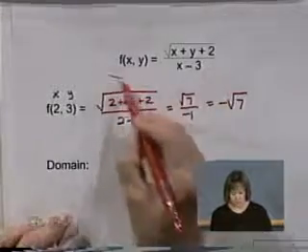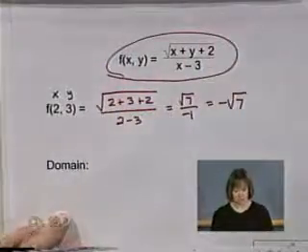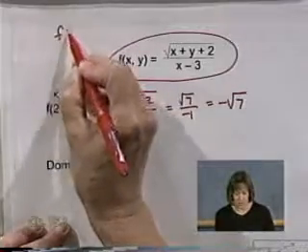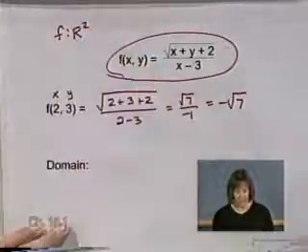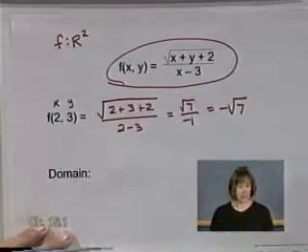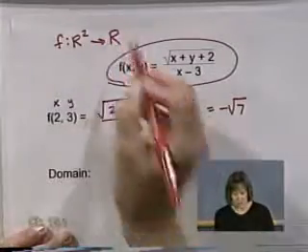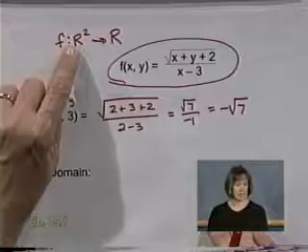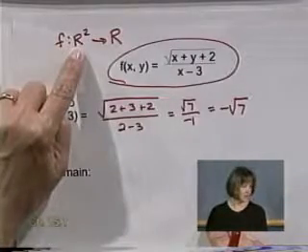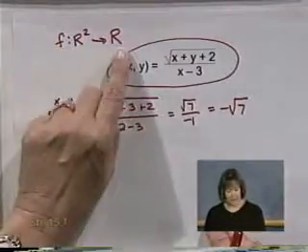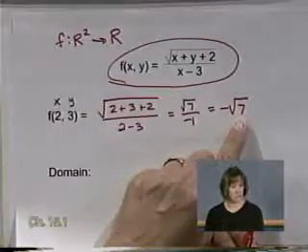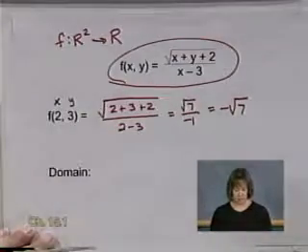Now, if you notice what this function is doing, it's taking a point in R2 space and mapping it to a real number. So you're taking a two-dimensional vector or a two-dimensional point, and you're mapping it into a real number. And this is called a function of several variables.